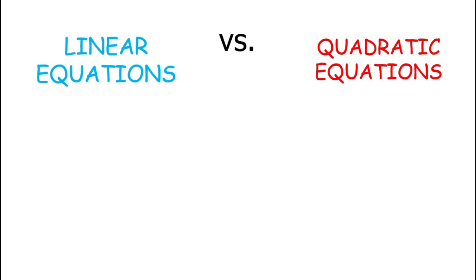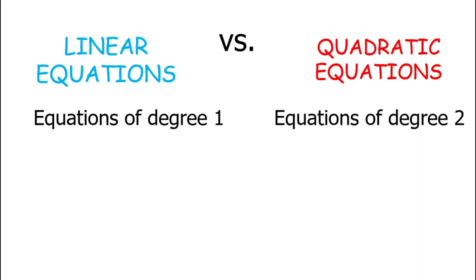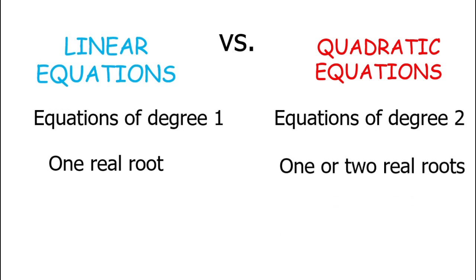Now to summarize the similarities and differences of linear equations and quadratic equations, we learned that linear equations are equations of degree 1, while quadratic equations are of degree 2. And linear equations will have one real root. Quadratic equation may have one or two real roots. While the underlying graph of their functions, linear functions will have a straight line and quadratic functions are a parabola.